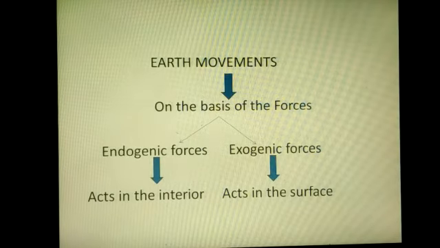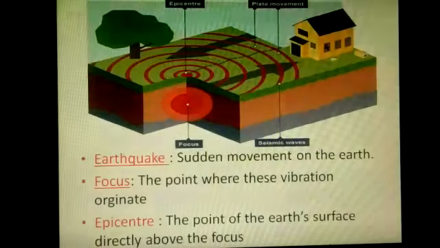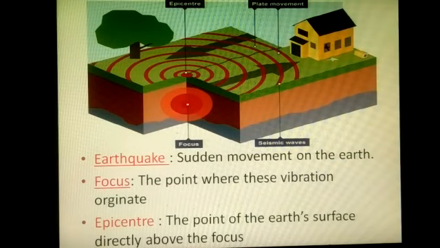Endogenic force sometimes produces sudden movements which result in earthquakes and volcanoes. Now we are going to study earthquakes. An earthquake is a sudden movement of a portion of the earth's crust which results in shaking or trembling. The point where these vibrations originate is called the focus. The point on the earth's surface directly above the focus is the epicenter.